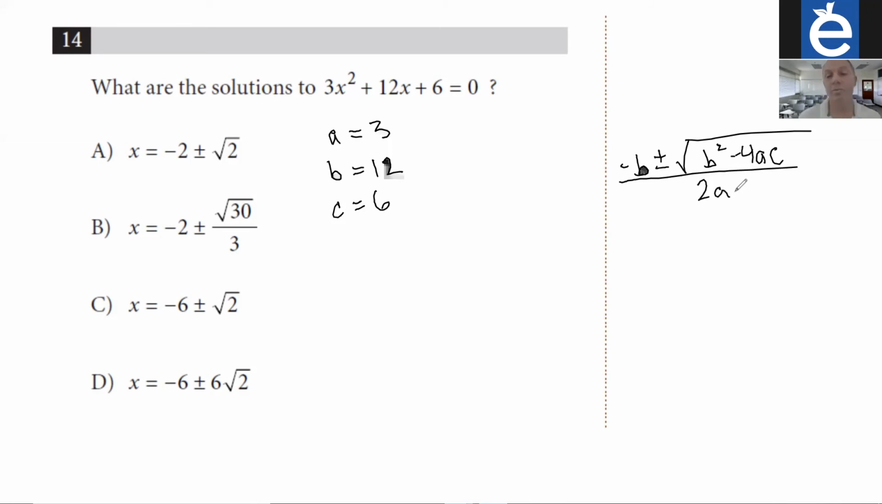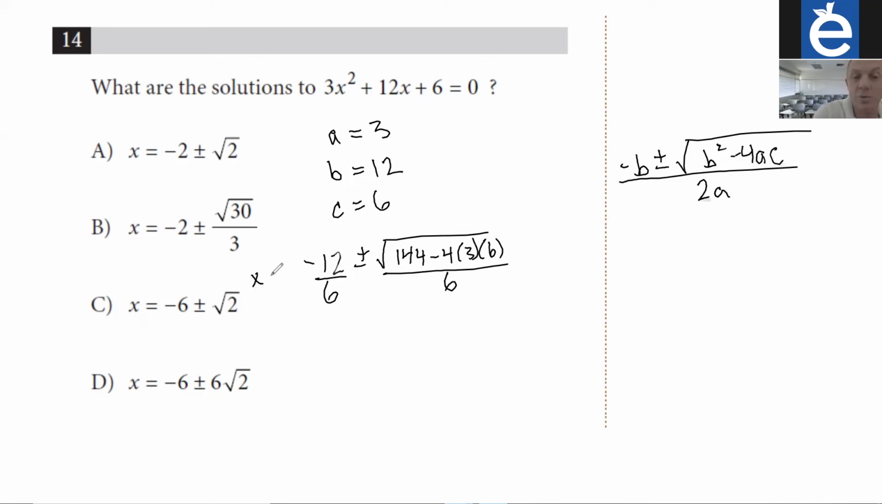This is a good flashcard moment, a little test correction card. This is a good one to have on hand. So we plug this in: negative 12 plus or minus the square root of b squared, which would be 12 squared, which is 144, minus 4 times 3 times 6, all over 2a, which is 2 times 3. And this is x equals.